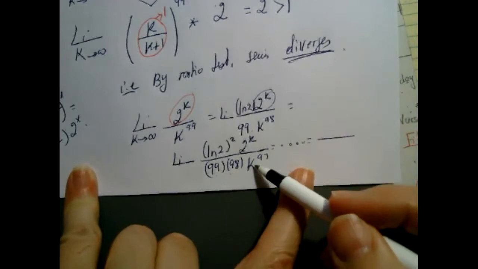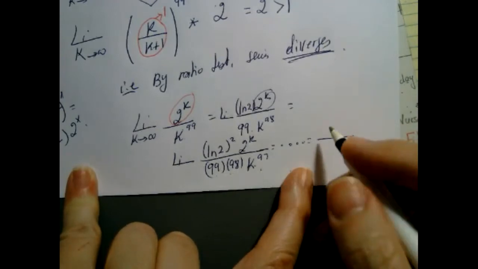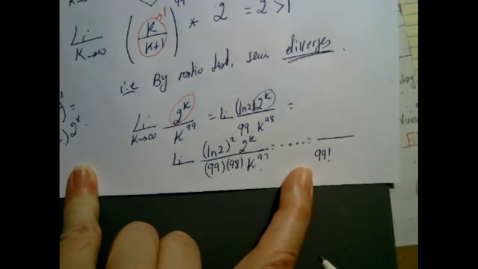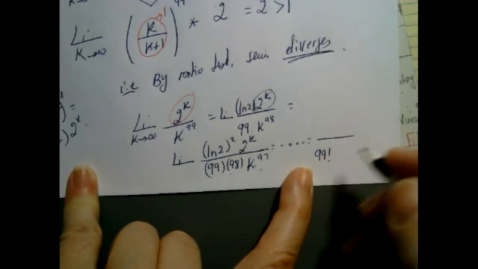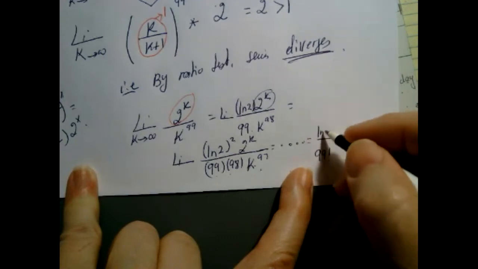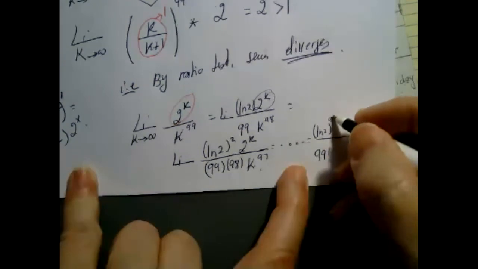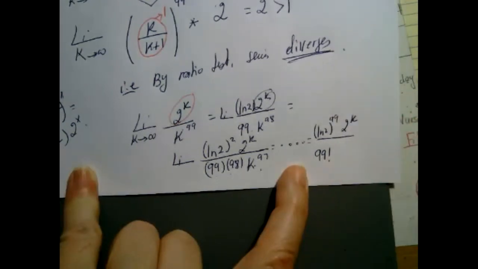99, 98, then 97, then so on. So actually, I'm going to have something along the line of 99 factorial at the end, eventually, something along those lines. ln of 2 to a large power, probably this is going to be 99, 2 to the k.